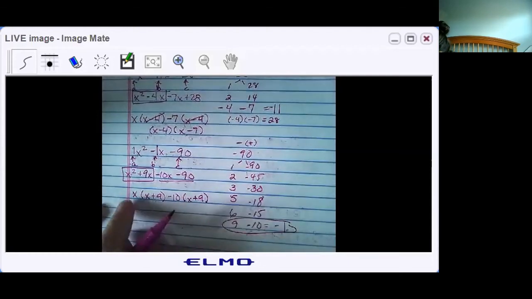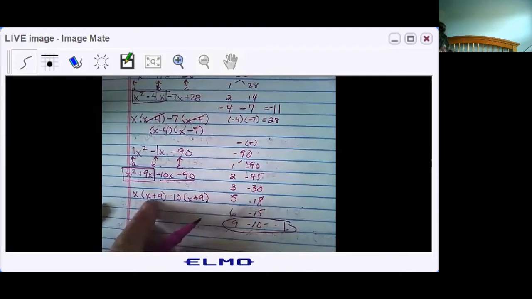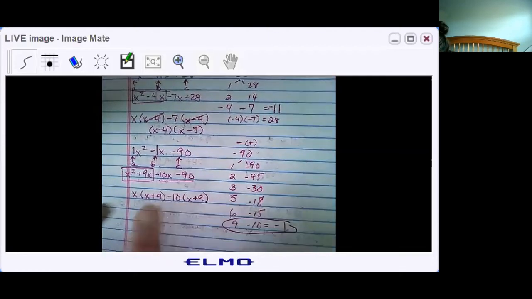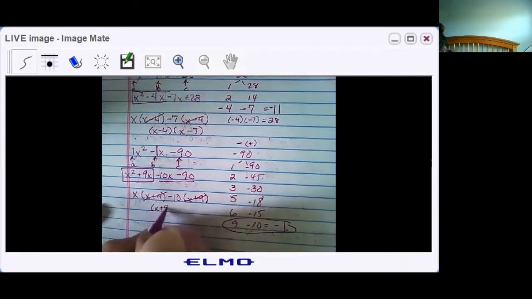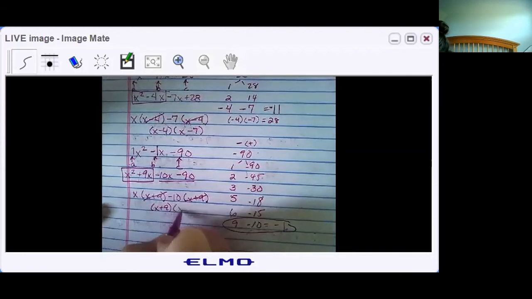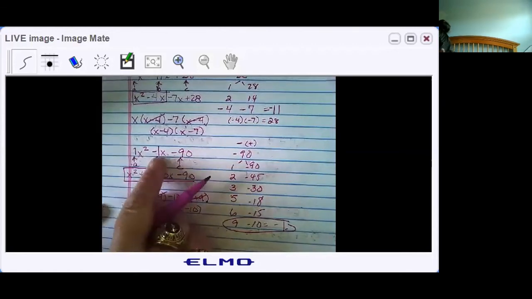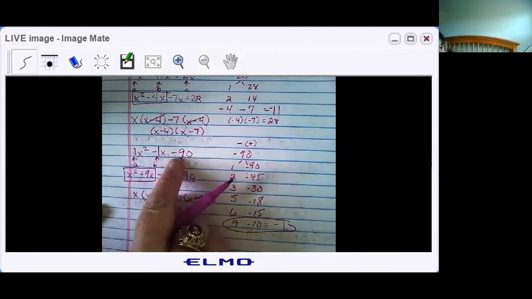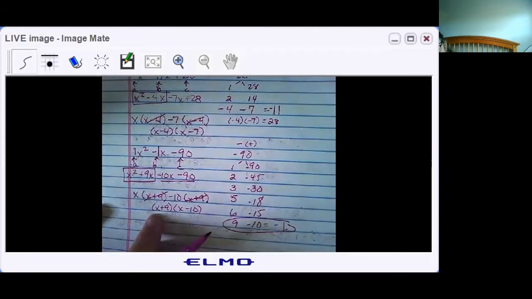Now let's look. I have x times x plus 9 minus 10 times x plus 9. Well, I said x plus 9 both times here. So I can take that out, write it so I know I took it out, and then write down what I have left, x minus 10. So x squared minus 1x minus 90 becomes x plus 9 times x minus 10.